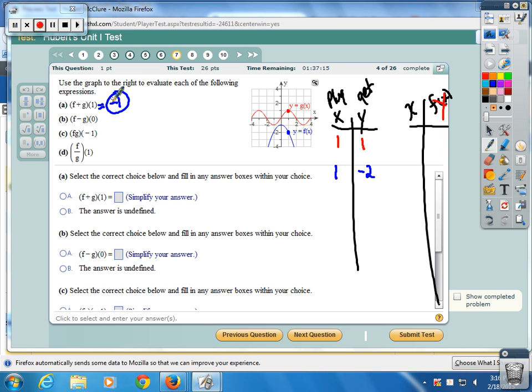Plug in 0. So I'm going to plug in a 0 in red, and I'm going to plug in a 0 in y. We don't have anything algebraically to plug it into, 2x plus 4, 3x minus 2, so we have to depend on the graph. So the red 0 is what? 0. The blue 0 is what? Negative. And what's these two added together?